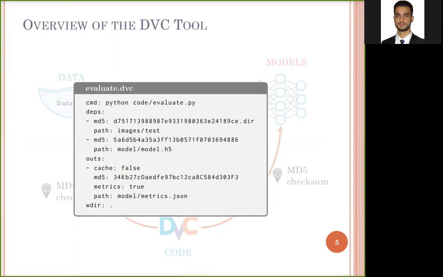DVC stores the pipeline evolution starting from data collection to the prediction models. So our study aims to understand the process of co-evolution between these three artifacts: the source code, the data, and the models.